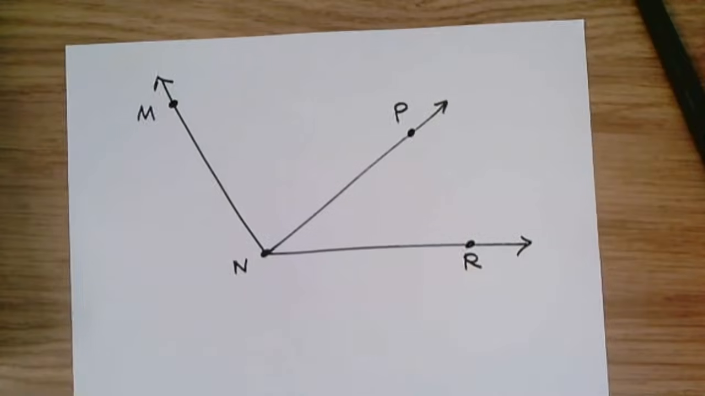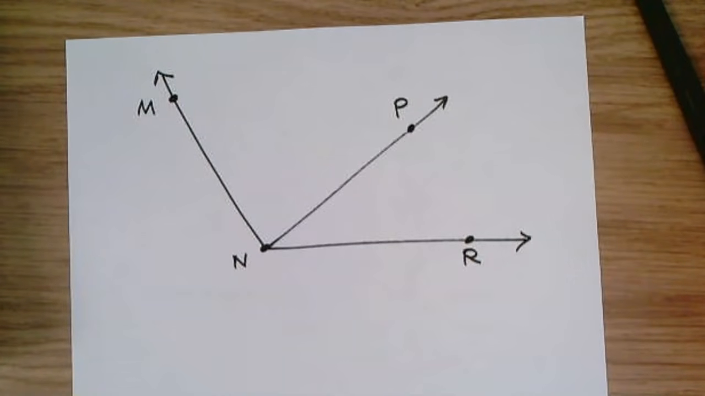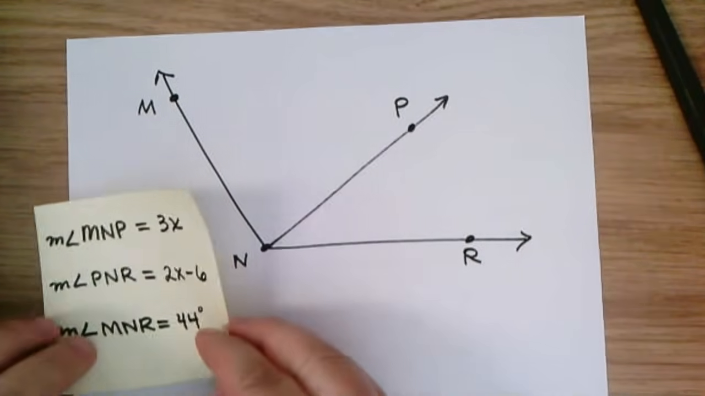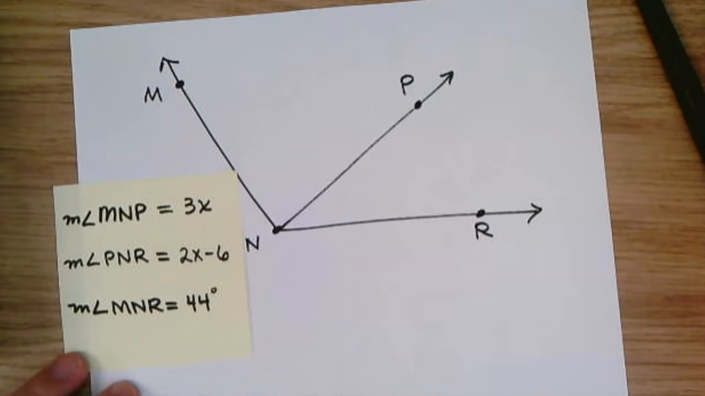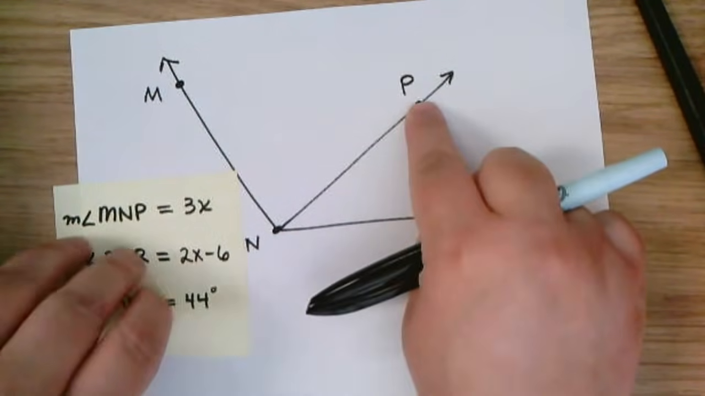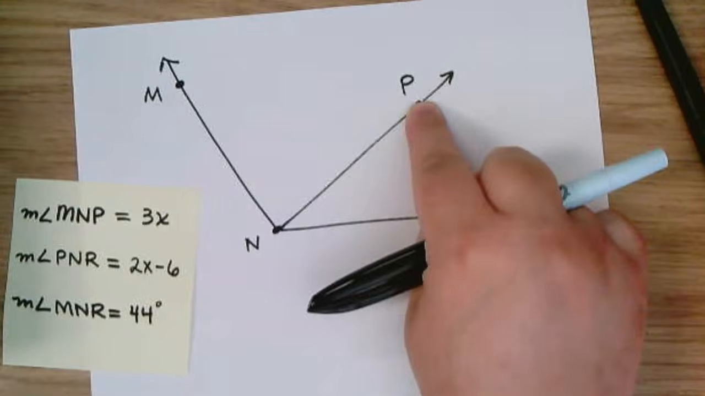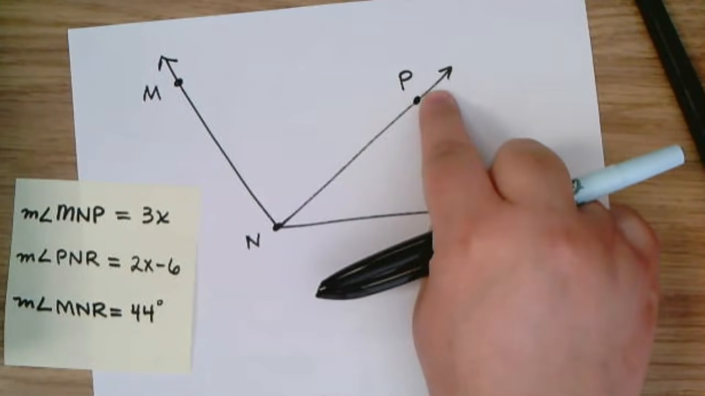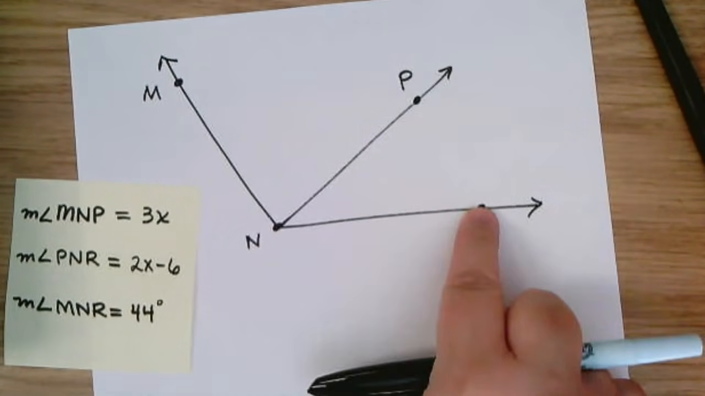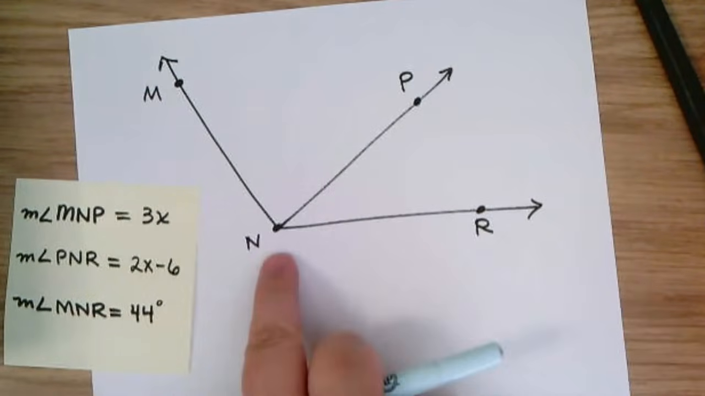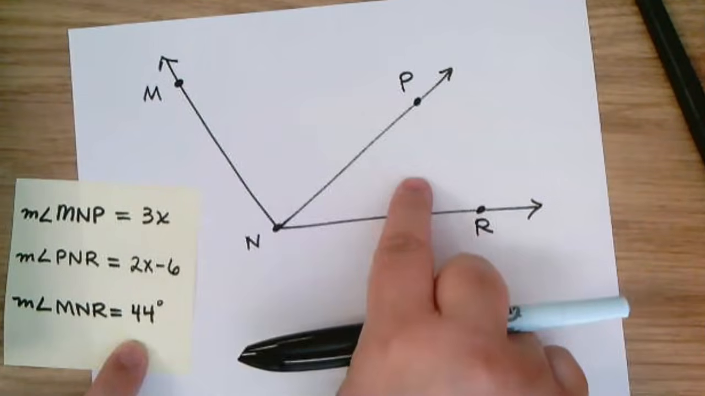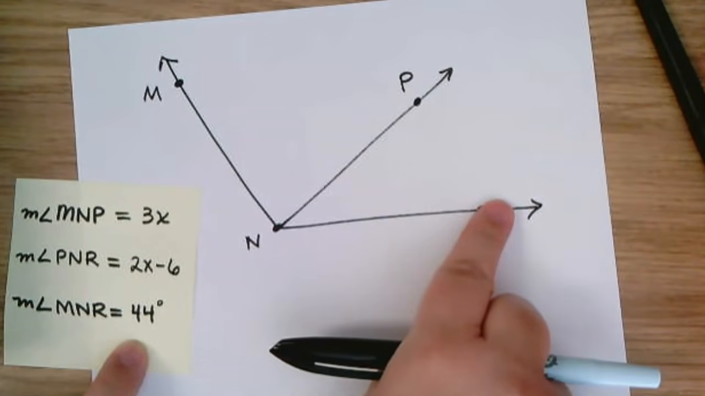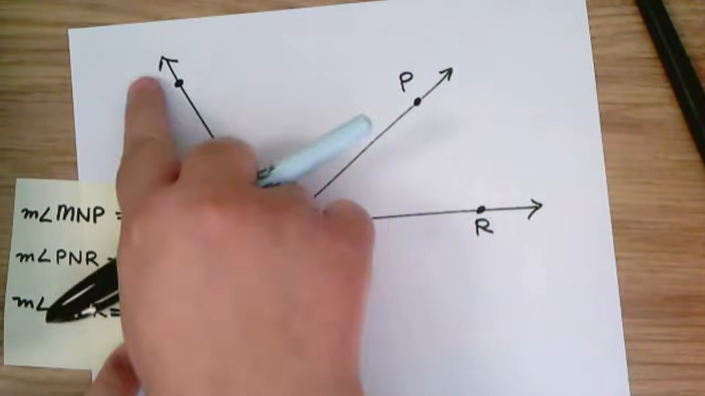Let's suppose I have this figure, and I am told that I have this info. Okay, I know that the measure of angle MNP is 3x. PNR is 2x minus 6. And MNR, that's the whole big one, is 44. And I can see that these two smaller angles here make up the whole big angle. So it will be an angle addition postulate situation, where the two smaller parts make up the entire angle.